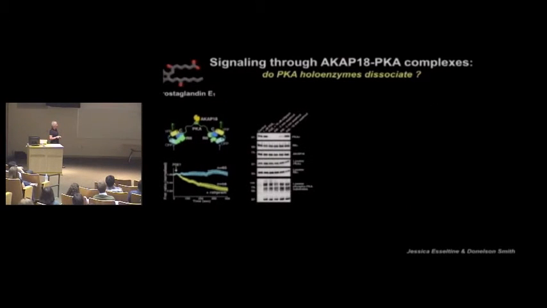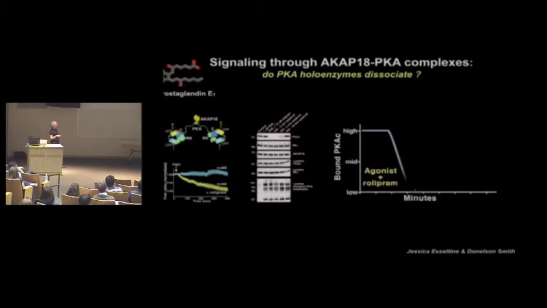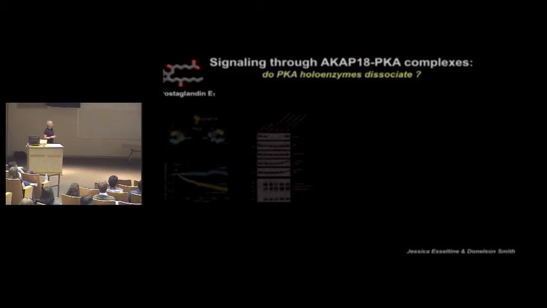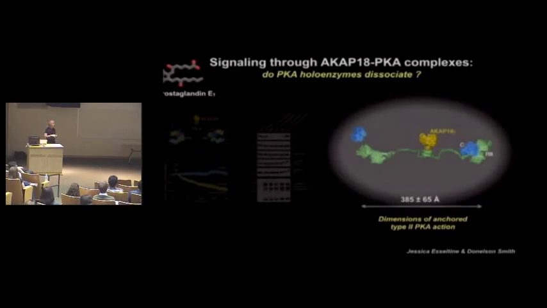And you can see here that under the conditions where you've got agonist plus rolipram, you get full dissociation of the complex. But very rapidly, when you remove the agonist but leave the drug behind, you can get reformation of the complex. So let me put this all together in a more diagrammatic form where I bring into play the structure. So here is the structure of the AKAP18 PKA complex at its extended form.